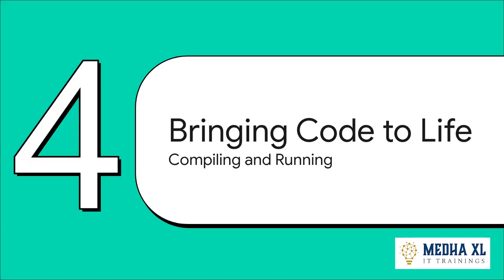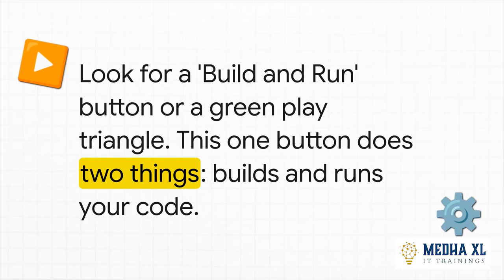So, you've set up the tools, you've written the instructions, and now for the most satisfying part of this whole process, actually telling the computer to do what you told it to do. Let's bring this code to life. All right, look at the top of your IDE window. You're looking for a button. It'll probably say something like build and run, or maybe compile and run. Sometimes it's just a little green play arrow. This one button is magic. It does 2 jobs at once. First, it builds your code, translating it from human speak to machine speak. Then it immediately runs that new program.